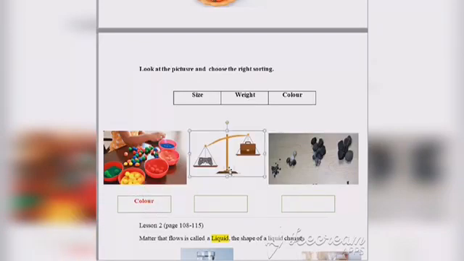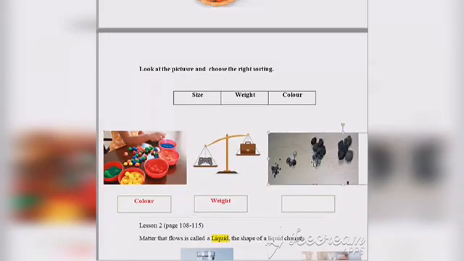The second one, we have a picture here. What is the answer? This is weight. Sorting matter by weight, because we have a bag here that's lighter than a PlayStation controller. This PlayStation controller is heavier than this bag. So the answer for this one is by weight. Okay, let's move on.